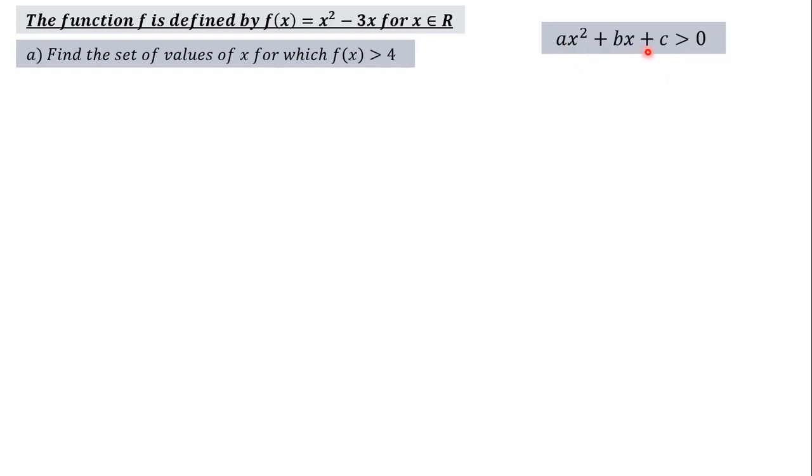Now students, if you see the given question, that is a function f of x equals x squared minus 3x. If I replace this f of x with its given value x squared minus 3x, I will get x squared minus 3x is greater than 4. Now if you compare this with the general form of the quadratic inequality, you will see they are not properly arranged. So first thing is, bring your question into the general form.